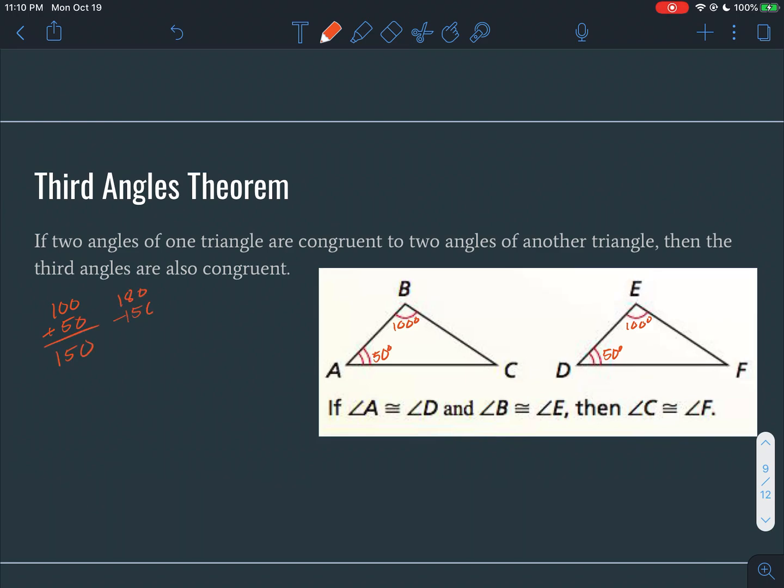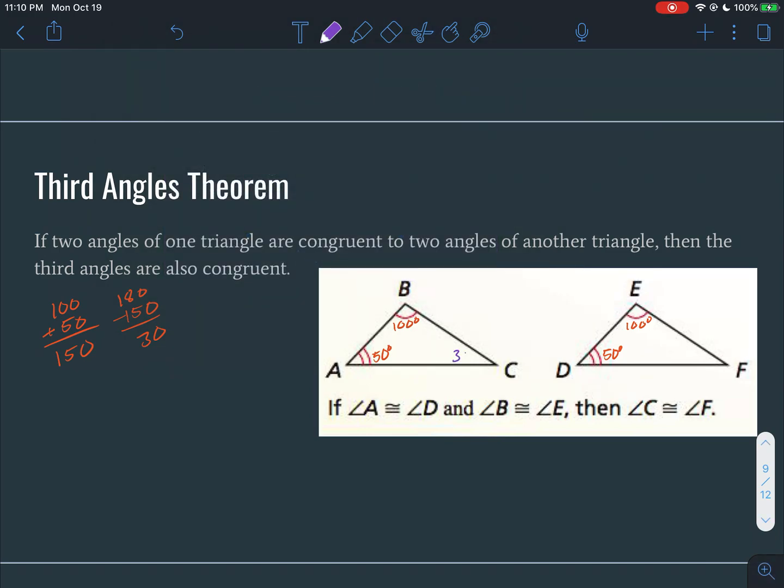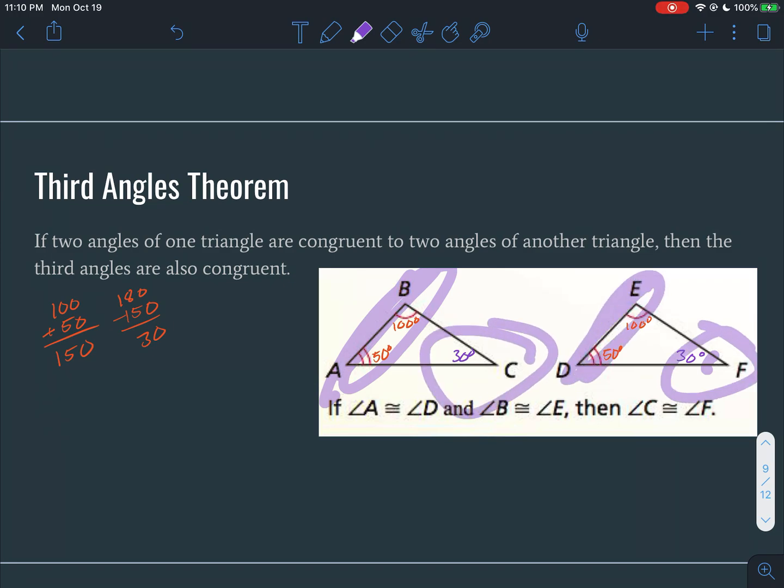And 180 minus 150 is 30. So even though it's not written in, angle C would be 30 degrees. And then if I solved this triangle for the other, that's going to also be 30 degrees for the exact same reason. So that's why I say this is kind of a common sense one: if two angles from this triangle are congruent to two angles from this triangle, then the third angles are also congruent. Okay.